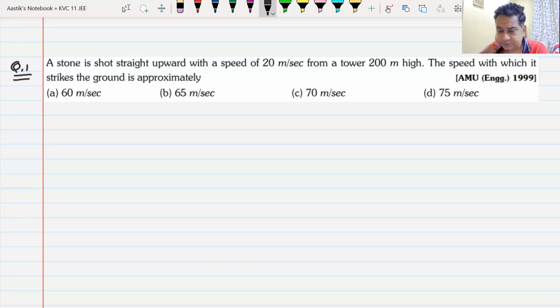Yes, beta. With what velocity, or they're asking you with what speed it is going to strike the ground? Any answers? I must tell you that I gave this question in yesterday's NEET class, and all of them were able to solve it and gave me the answer. So I hope that you can do better than them.